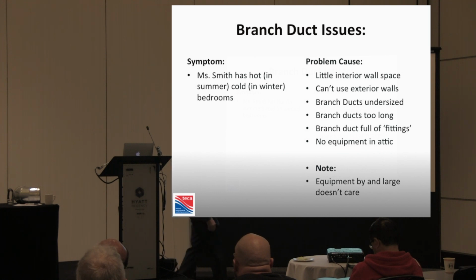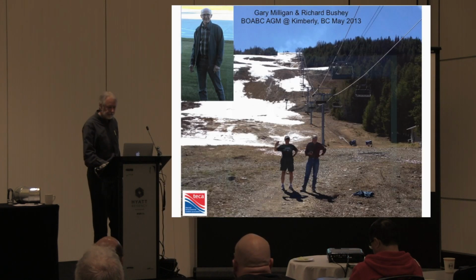But we have a problem right now if Mrs. Smith is too hot in summer, too cold winter, because we have no interior wall space to run ducts. We can't use exterior walls. The energy quotes essentially knock that down. Branch ducts are undersized. Branch ducts are too long. Branch ducts have too many fittings. We can't put equipment in the attic. And by and large, however, the equipment doesn't care. But Mrs. Smith does. So let's take a look at branch ducts.